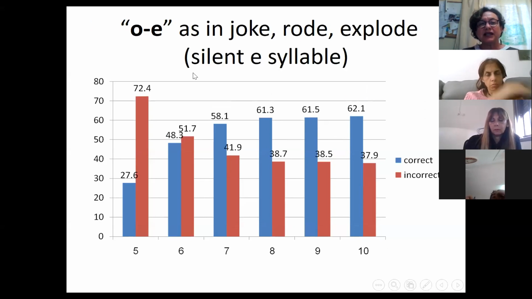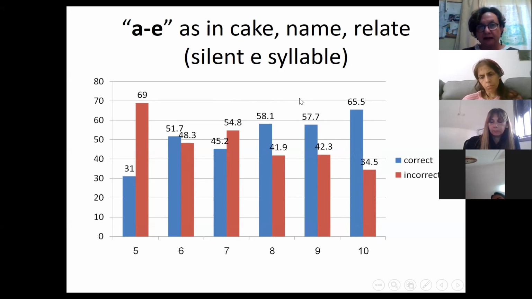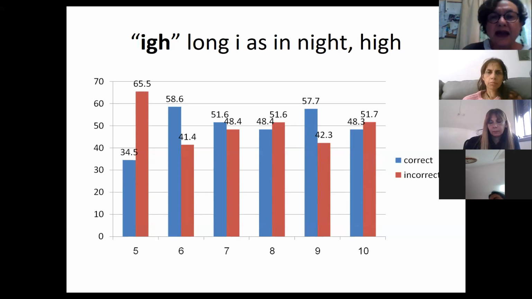And here we've got the magic E or silent E or split digraph once again. The O, as in joke, road, explode, and see how many kids had difficulty with this. And then the A, okay, as in cake or name, relate, again, another split digraph or silent E syllable. And here we have the IGH, okay, as in the words night or high. I'm sure a lot of you agree with me that you've heard children reading it as nigget, okay, or hig.